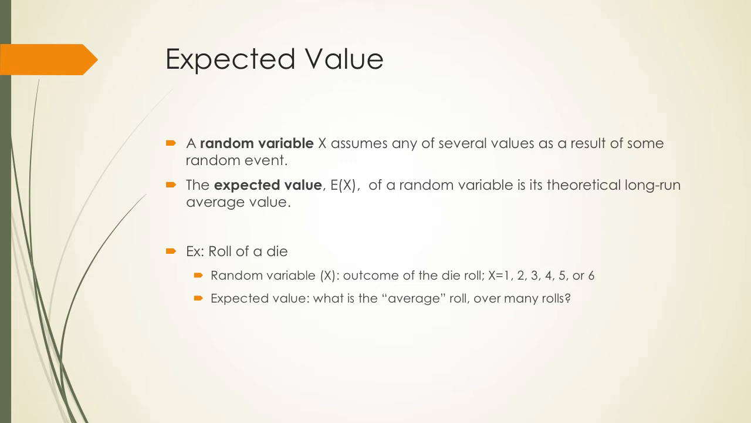Before working through calculations for expected value, let's first contextualize it with an example. We've previously discussed flipping coins as a classic example of a random process. Another is rolling a die. For this example, the random variable would be the outcome of the die roll. The variable could take on any of the values 1 through 6. The expected value for this variable is then the average value of a roll over many different rolls.